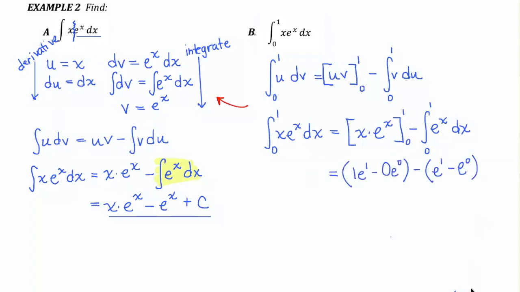Okay. Substitute using the fundamental theorem of calculus, which gets you to this point. 1 times e to the first is just e, minus 0 times anything is going to be 0, minus an e to the first, minus, you've got this e to the 0 here, which is 1. So you're really subtracting a negative 1, which is the same as adding 1. The e's drop out, and your final answer is 1.